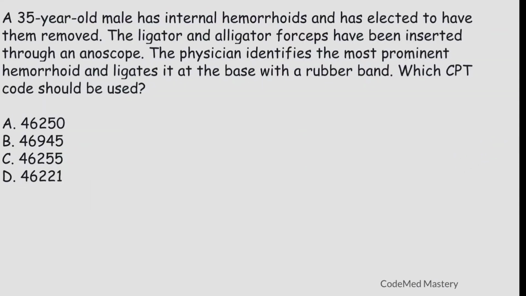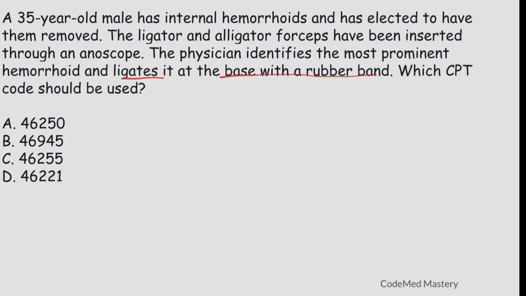Next question. Read the question. A 35-year-old male has internal hemorrhoids and has elected to have them removed. The ligator and alligator forceps have been inserted through an anoscope. The physician identifies the most prominent hemorrhoid and ligates it at the base with a rubber band. Which CPT code should be used?